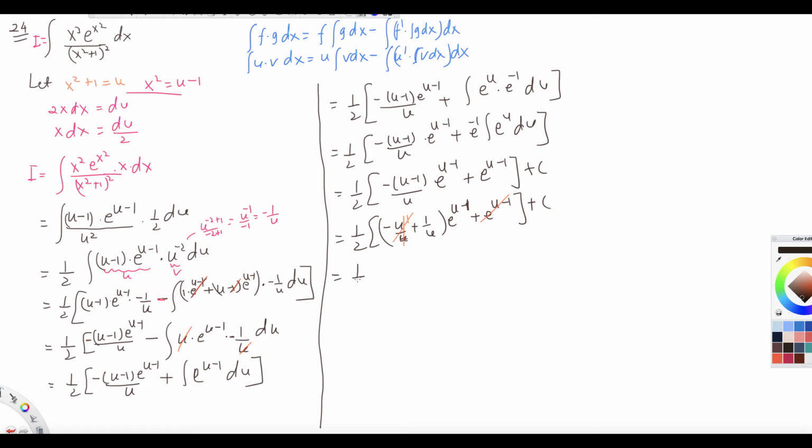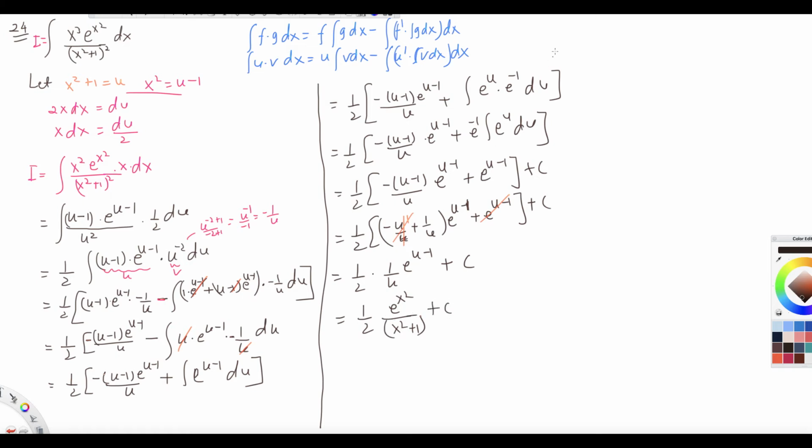What is left is 1/2, and then you can write times 1 over u e to the u minus 1 plus c. That's what is left, right? What is u though? Your u is x squared plus 1, right? So u minus 1 is x squared, u is x squared plus 1. You can write 1 over 2, okay? And then e to the x squared, because u minus 1 is x squared, right? And divide by u, which is x squared plus 1. You see that? Then plus c. That is the final answer.